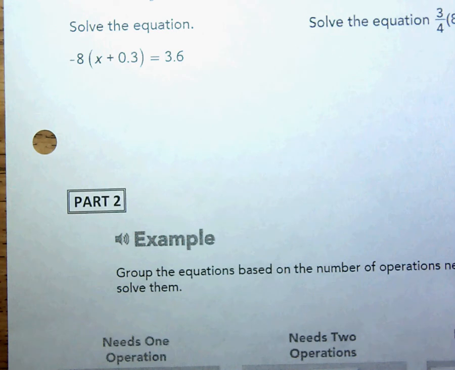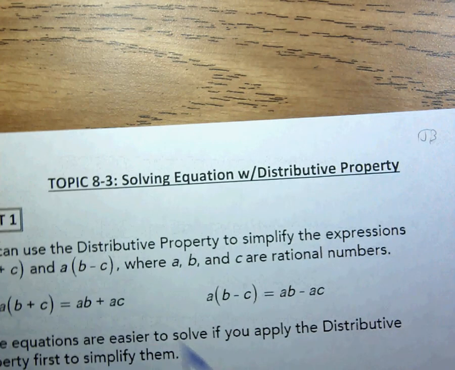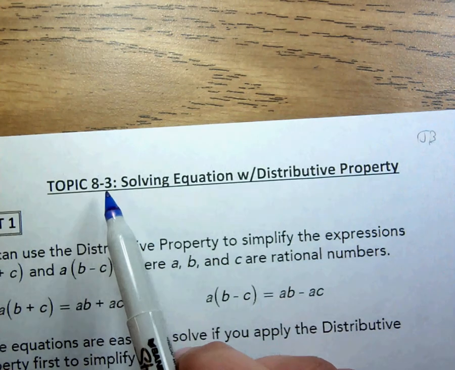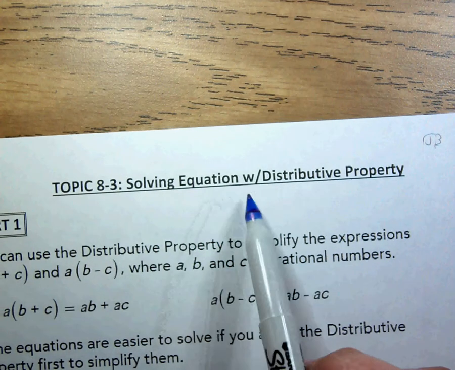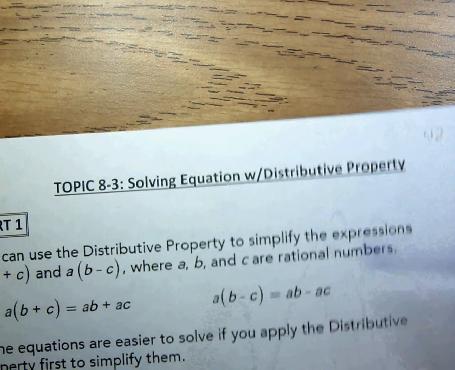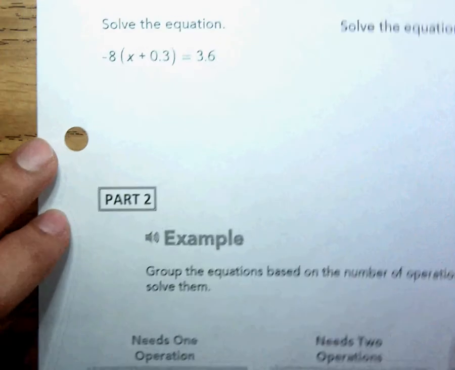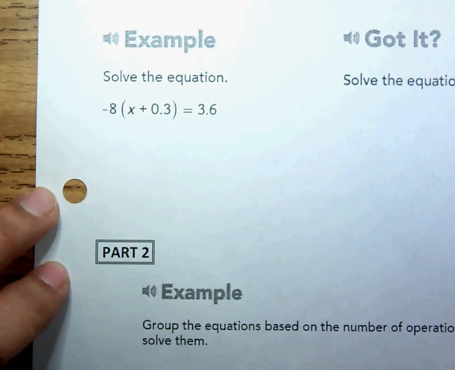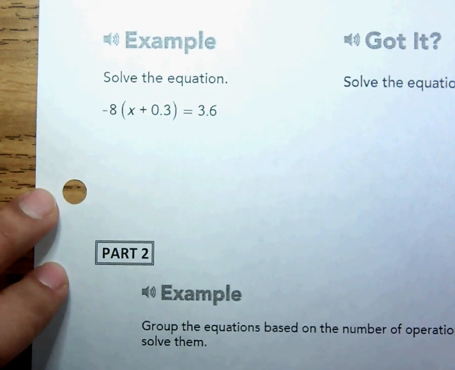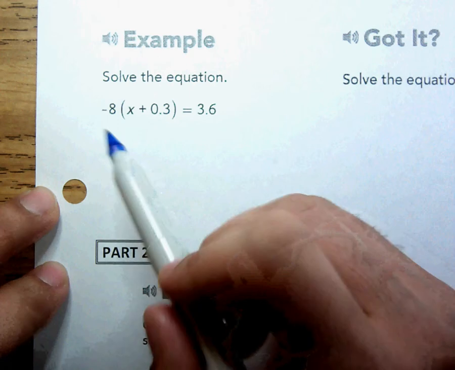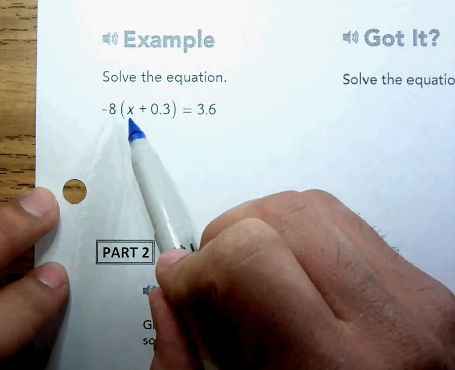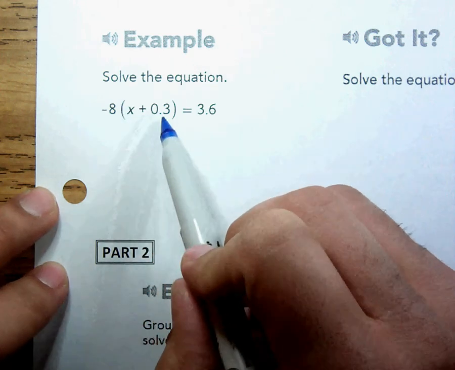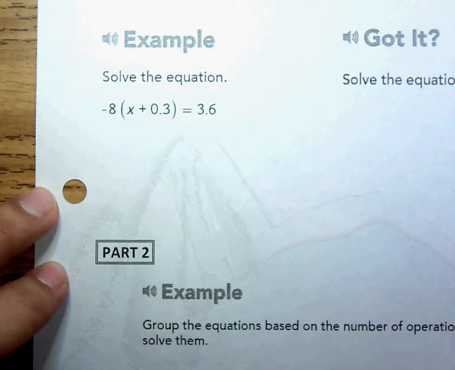All right, so today in class we covered topic 8-3, solving equations with the distributive property. So I'm going to show us two examples that we did in class today, and I want you guys to pay attention because we'll be doing this for your homework. So if we look, we have negative 8 parentheses x plus 0.3 equals 3.6.